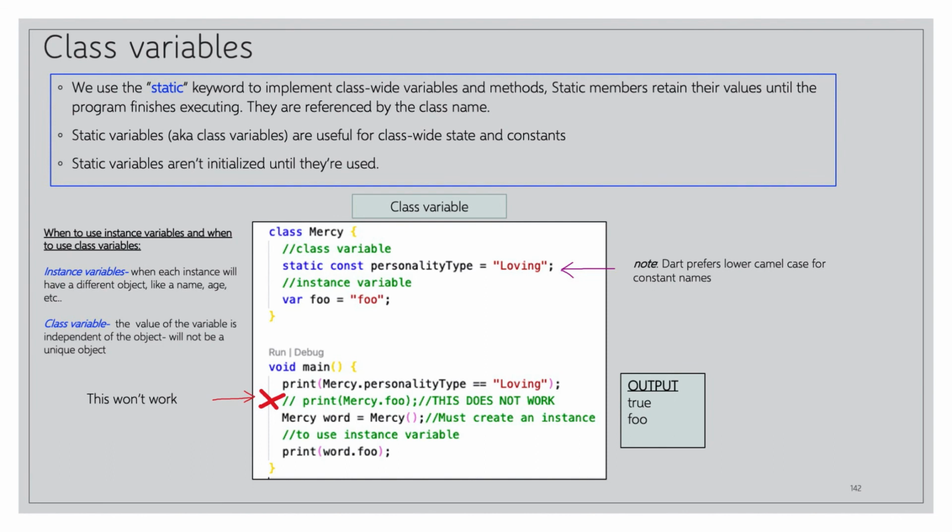Now we have our instances. So void main, we print Mercy.personalityType. Remember, they're referenced by their class name. So personalityType is a class variable prefaced by the name of the class. Mercy.personalityType equals loving. So that should come out to be true, and it is. We can't do this. We can't reference foo by the class name Mercy. That won't work because it's not a class variable, it's an instance variable. So we must still create an instance, word equals Mercy. So now word is our instance of Mercy, and we can use foo, word.foo.